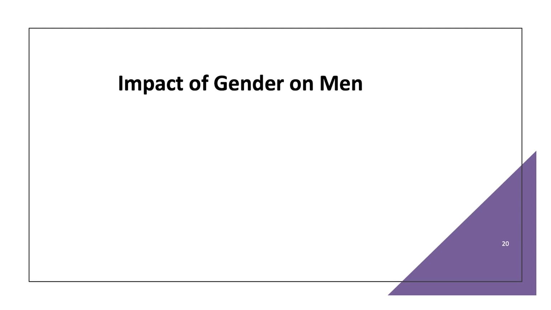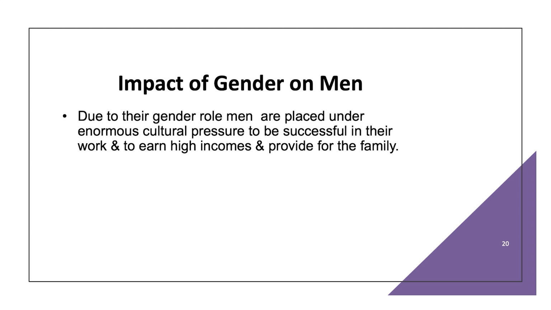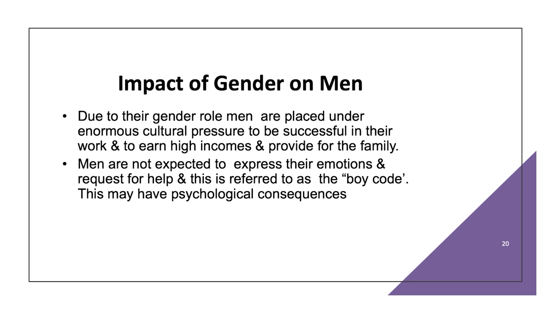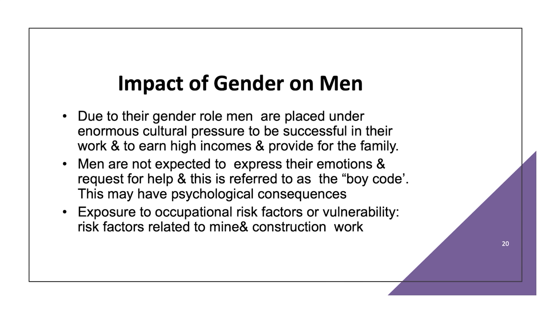How does it affect men? Impact of gender on men. Because of their gender role as men, they are under enormous pressure, because they have to be successful in their work, earn high incomes, and also provide for the family. And they are not expected to express their emotions, and they are not expected to request help, right? This is called the boy code, and it has psychological consequences. They would also be exposed and vulnerable to occupational risk factors.